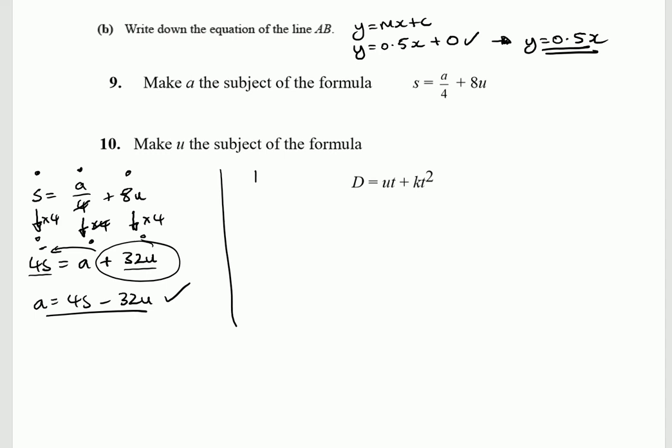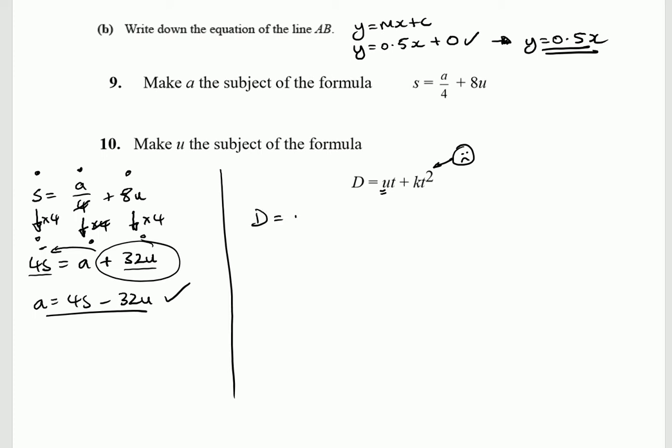Let's have a look at the next one. Now once again, this one might look a little bit more complicated because it's got a squared in it. But actually it's not going to affect our work at all, because I'm interested in u, which means that I think of everything else, I think of d and t and k and t squared, all as just being numbers that I need to get out of the way.